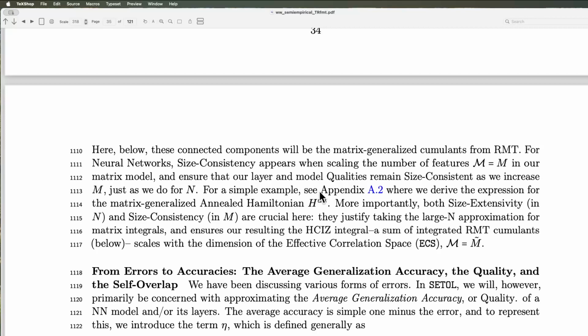For a simple example, in Appendix A2, we derive the expression for the matrix generalized annealed Hamiltonian. In this case, we'll see that the matrix generalized annealed Hamiltonian will be size consistent, and more importantly, both size extensivity in n and size consistency in m are crucial here. They justify taking the large n approximation for the matrix integrals and ensure our resulting HCIZ integral, a sum of integrated random matrix cumulants, scales with the dimension of the effective correlation space. This is a primer for things you're going to see later.